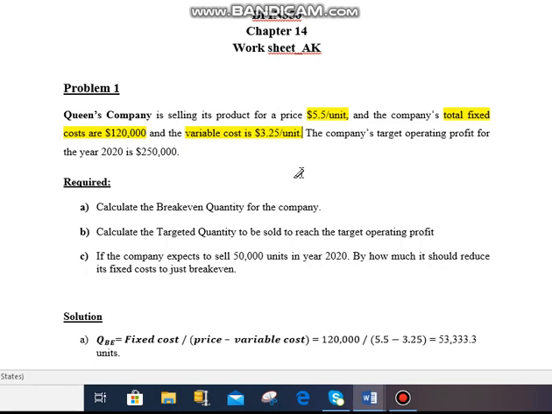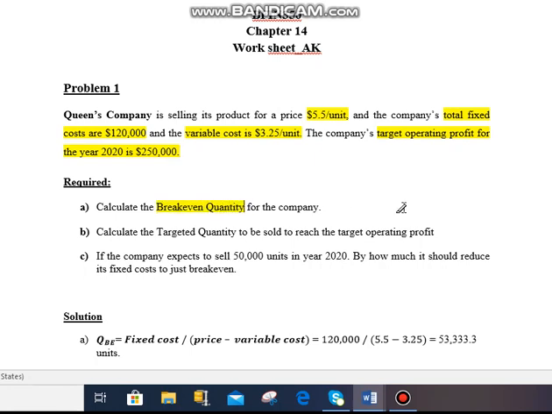And the company also has a target operating profit for the year 2020 of $250,000. So first we have to calculate in part A the break-even quantity.